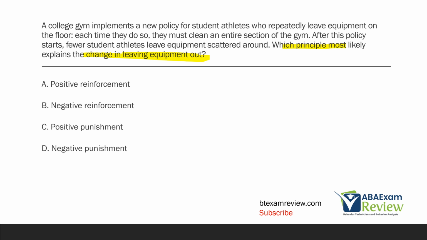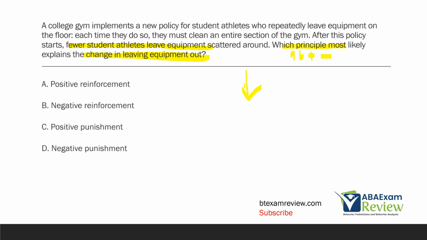So with consequences, we need to know, was the behavior increased or decreased, and was something added or taken away? Now we know after the policy, fewer student athletes were leaving equipment around. So we can say that behavior decreased if fewer people were doing it. So then we have to ask ourselves, was something added, withheld, or taken away? Because extinction or punishment are going to decrease.